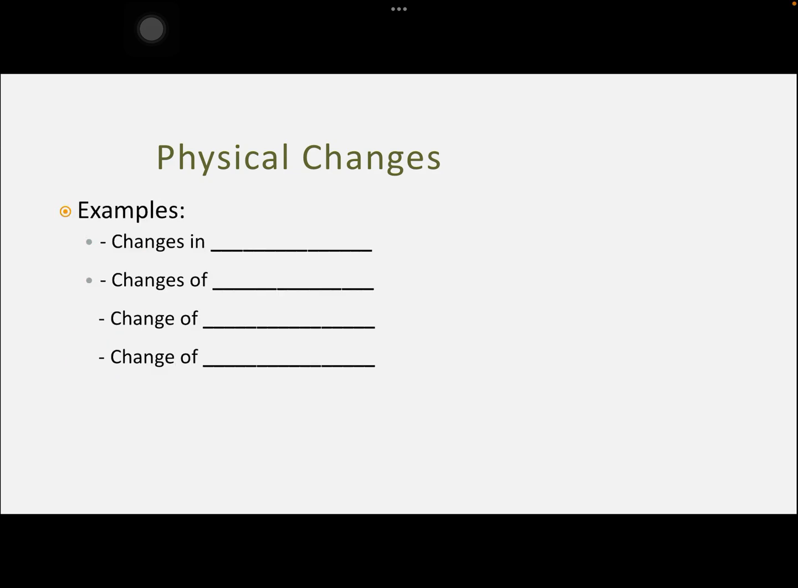Examples of changes that are physical would be any sort of change in phase or state. So think physical phase. Phase changes are physical changes, really important. This shows up a lot. Anything that you're doing with boiling, freezing, melting, any sort of phase change terminology, and we'll go over those in more detail, that's a physical change. Some sort of change in appearance, like dissolving, would be a physical change.